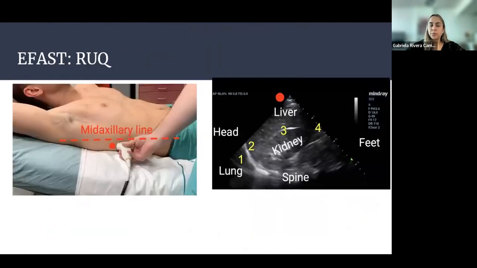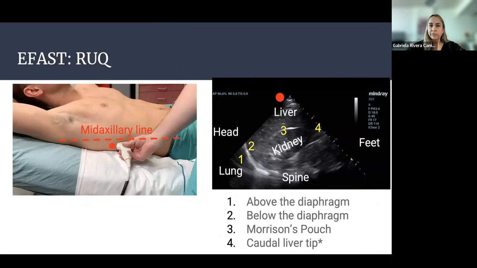The right upper quadrant view is obtained at the right mid-axillary line with the indicator towards the patient's head. This is a coronal cut. The potential spaces evaluated are above the diaphragm, below the diaphragm, Morrison's pouch, and the caudal tip of the liver, which is the most sensitive view of the EFAST.